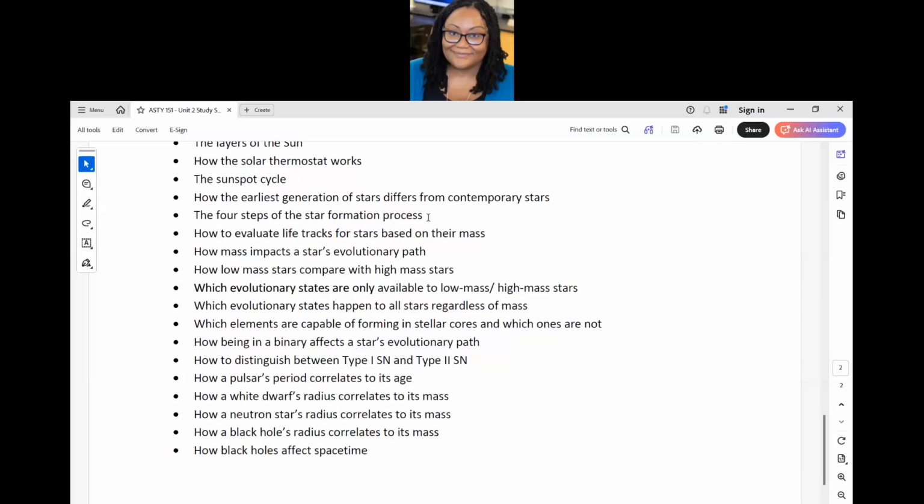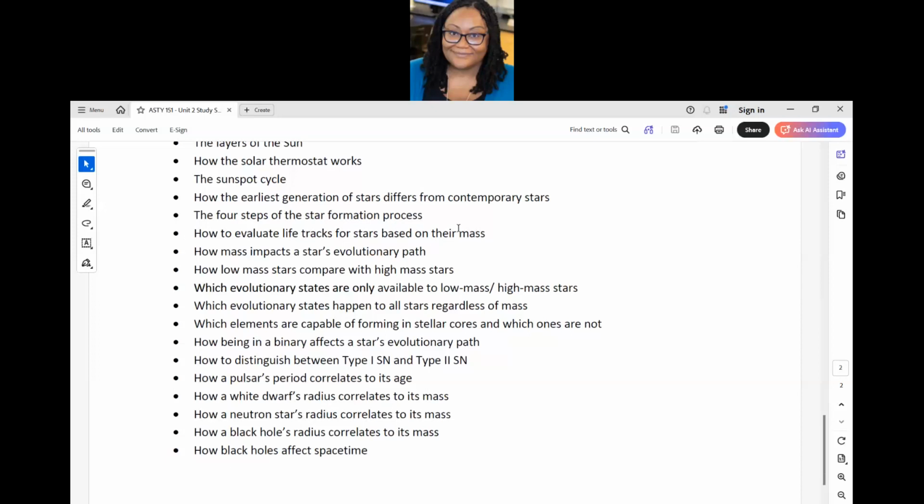The four steps of the star formation process. This is also a chapter 16 type topic. Step 1 is the formation of a protostar. Step 2, convective contraction. Next, radiative contraction. And then the fourth step is self-sustaining fusion. Once that happens, your star is officially somewhere on the main sequence.